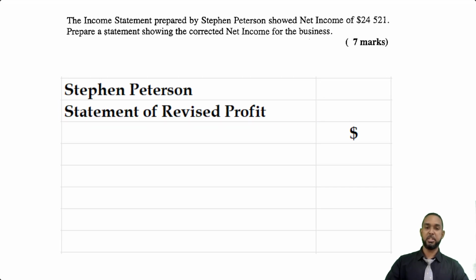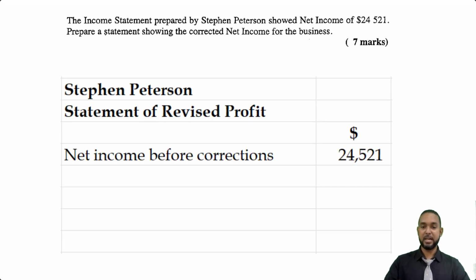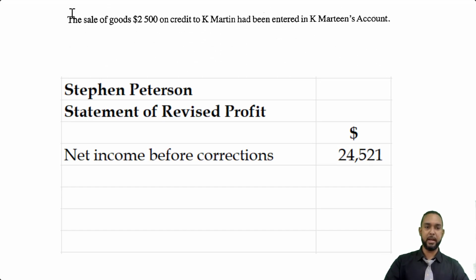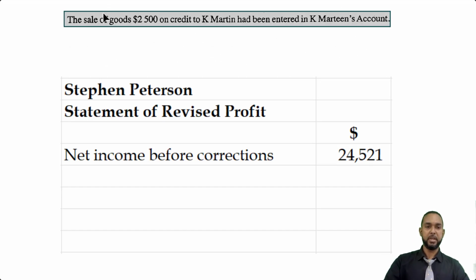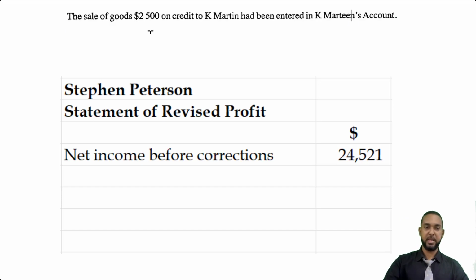And we're going to start off with the $24,521. That was the net income before corrections. Okay, let's go through item by item. So the first item, we had $2,500, a credit sale to Martin, that was put in Martin's account. Okay, so that does not affect the income statement. It is a sale, but the error was on the debtor's side. So that's not going to affect the income statement.